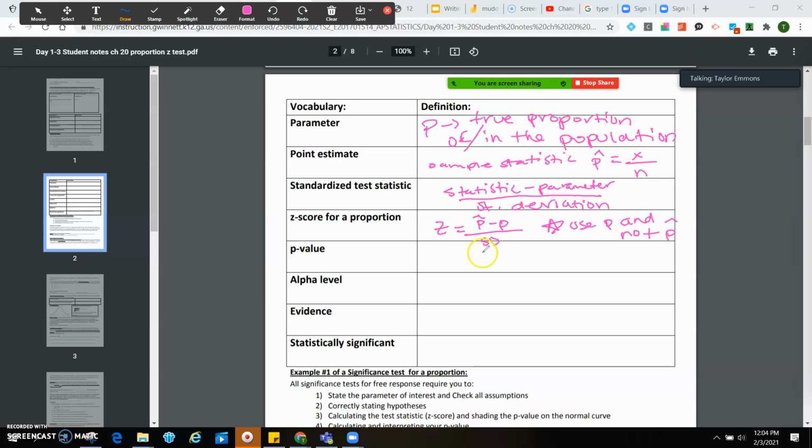The p-value is the probability that you get a test statistic as extreme as it is if the null is true. So the probability that you get a test statistic as extreme as if the null was true.